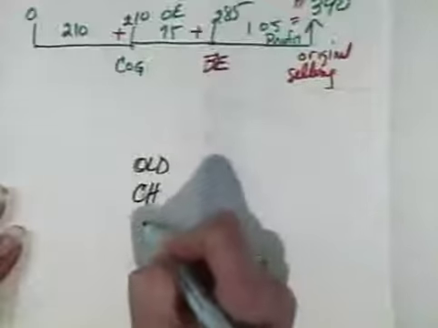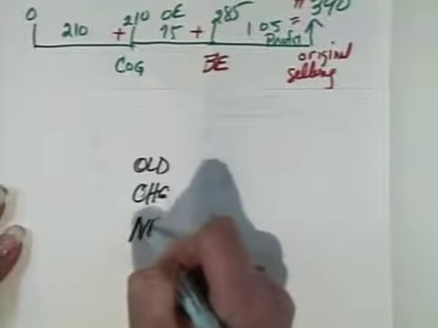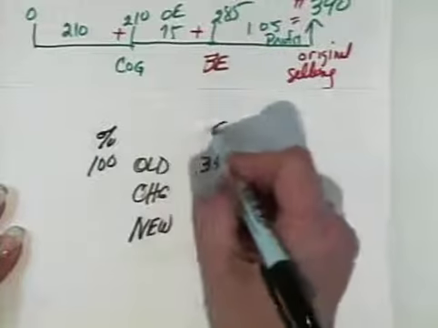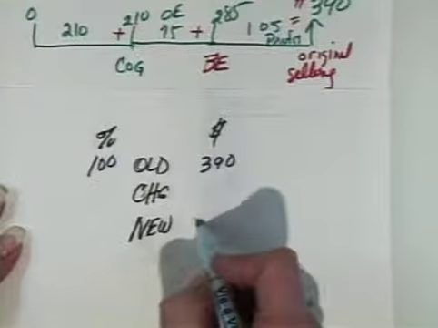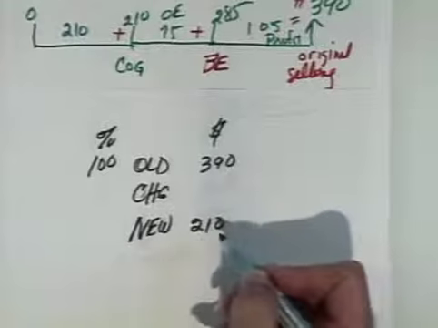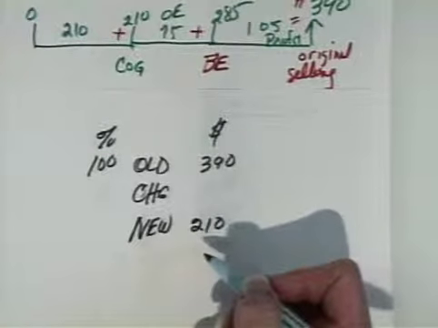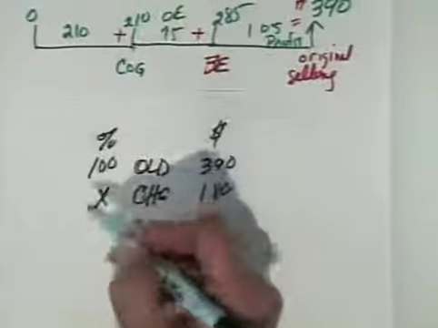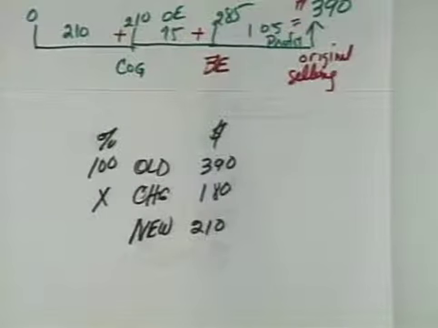I'm going to go old, change, new. Again, I'm at the 390 mark. How much could I mark it down to? 210. How much of a markdown is that? 180, that's right. It's the sum of my profit and my operating expenses. Question is, what percent could I mark it down without incurring any absolute loss? 46.15.